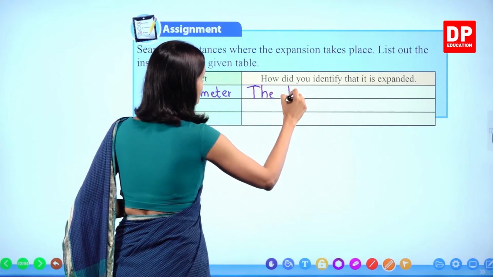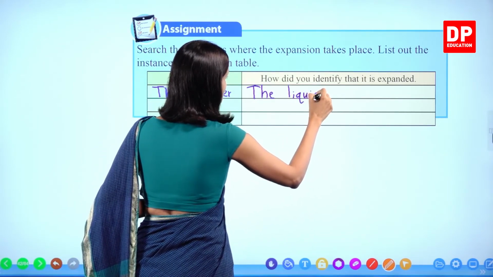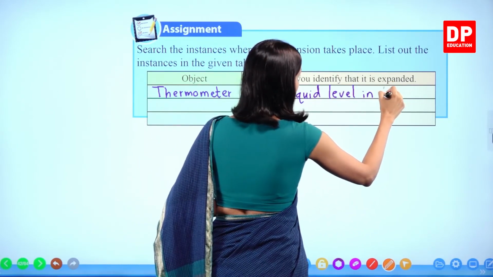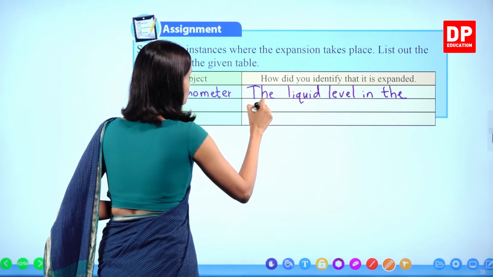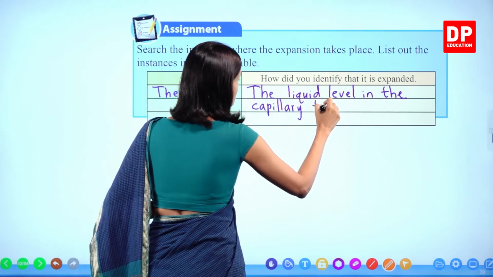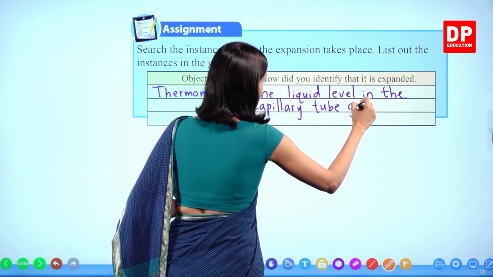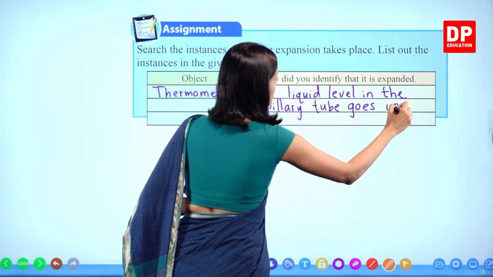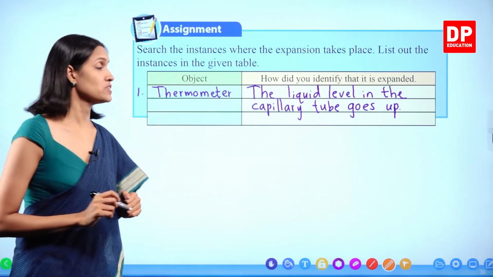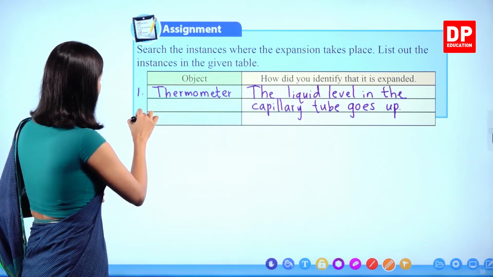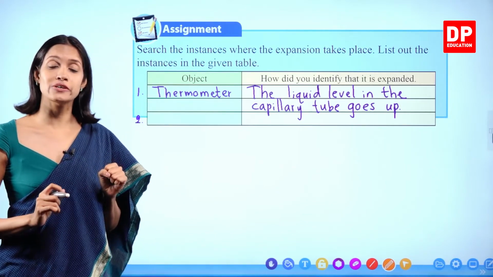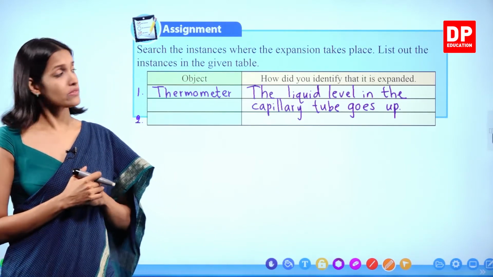The liquid level in the capillary tube goes up, increases. This is the first one. What is the second object, children? Do you remember in the beginning of this expansion topic we discussed about rails of a railway?